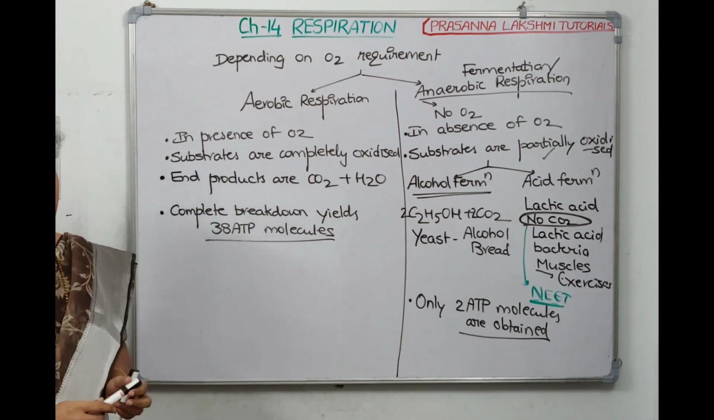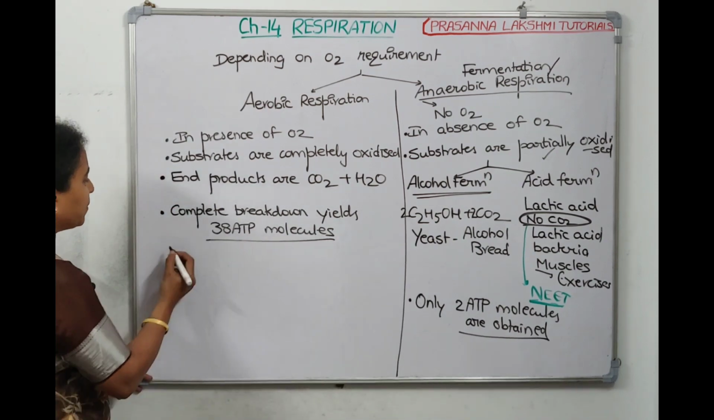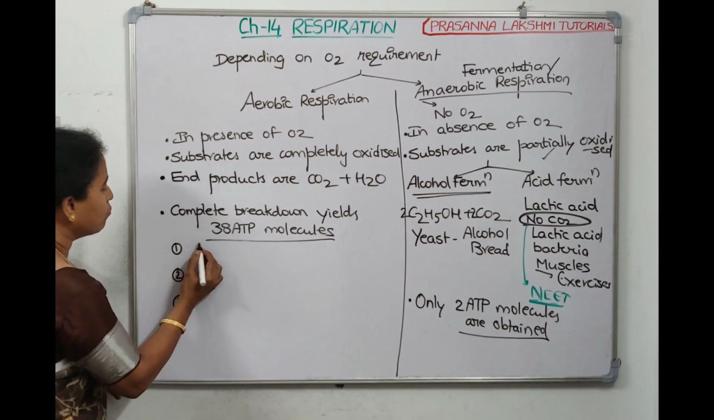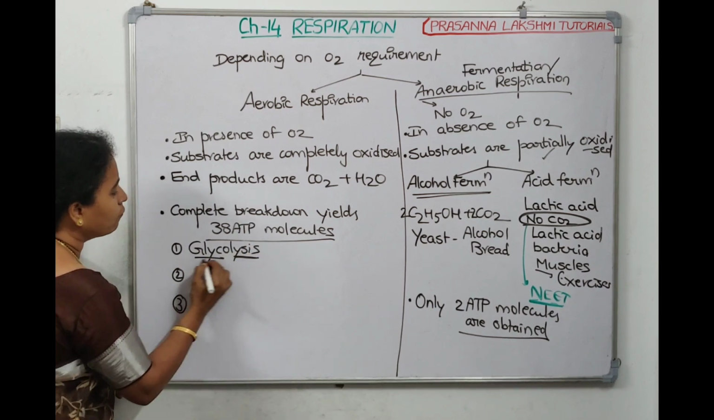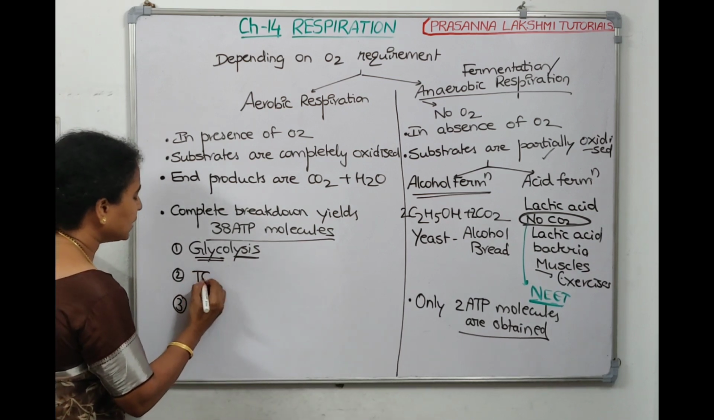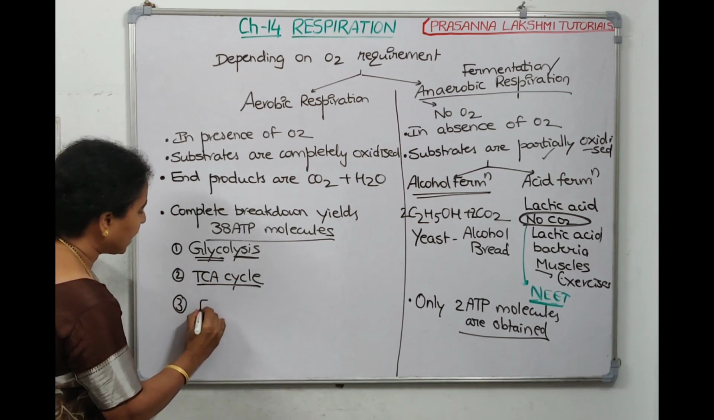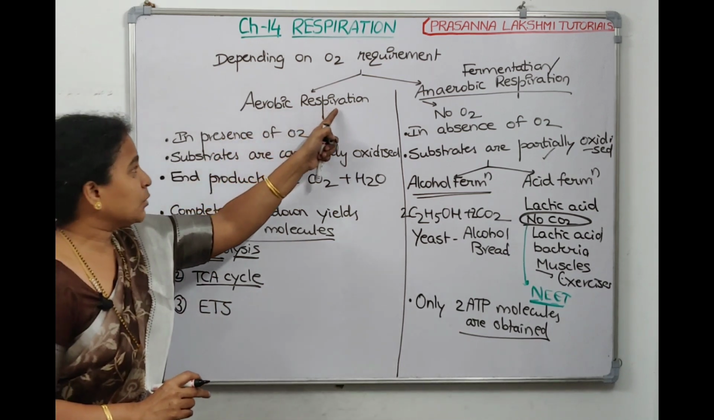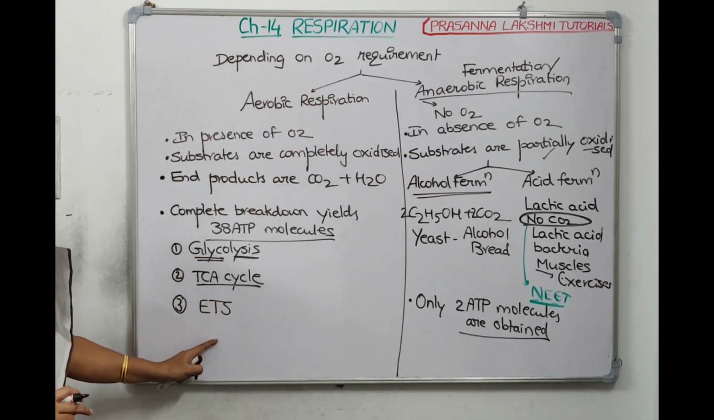Okay. Now, how many steps does aerobic respiration have? How many steps does anaerobic respiration have? Aerobic respiration has 3 steps. The first step of breaking glucose is called glycolysis. Lysis of glucose is the first step in aerobic respiration. Then goes the TCA cycle, we'll see what the TCA cycle is. Then goes the electron transport system. The 3 steps of aerobic respiration are glycolysis, TCA cycle and electron transport system.